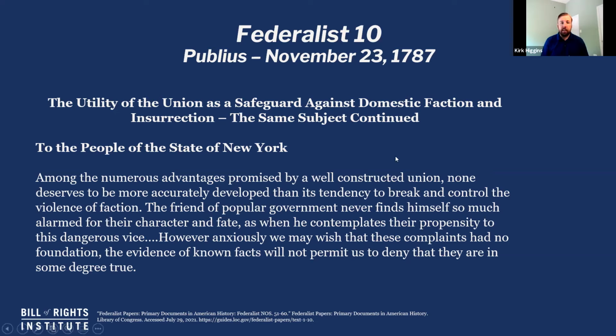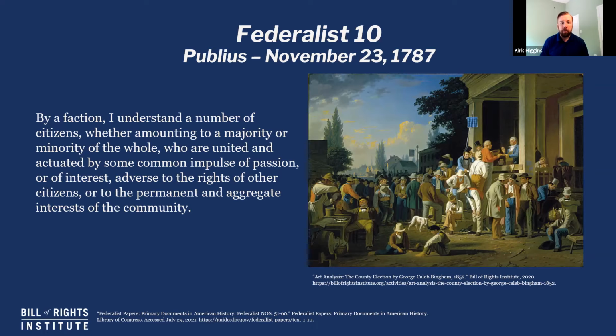Publius goes on now to define what a faction is, important in any conversation or argument. He says, "By a faction, I understand a number of citizens, whether amounting to a majority or minority of the whole, who are united and actuated by some common impulse of passion or of interest adverse to the rights of other citizens or to the permanent aggregate interests of the community." In other words, factions are people that have common interests around something that may not be aligned with the common interests of all.